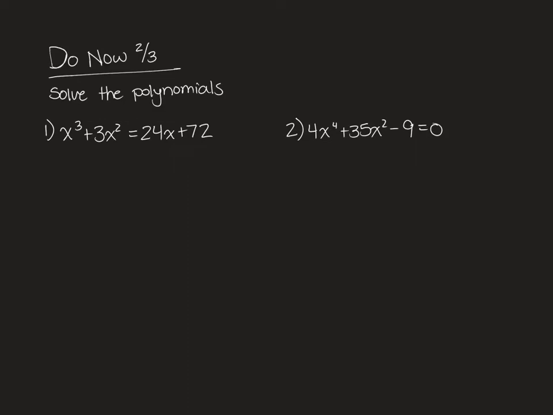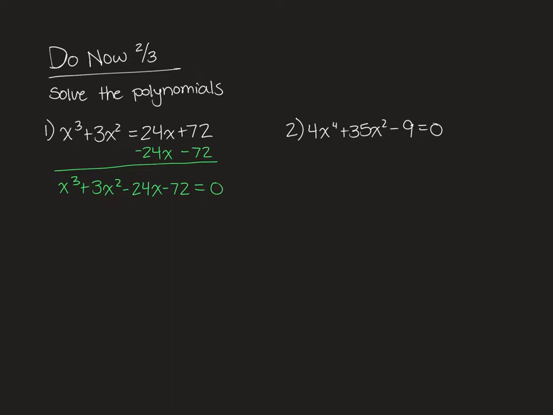Alright, so we need to solve the following polynomials. So number 1, we have x cubed plus 3x squared is equal to 24x plus 72. So we need to get everything to one side of the equal sign and get it equal to 0. So I'm going to subtract 24x and 72 from both sides, and that will give me x cubed plus 3x squared minus 24x minus 72 is equal to 0.